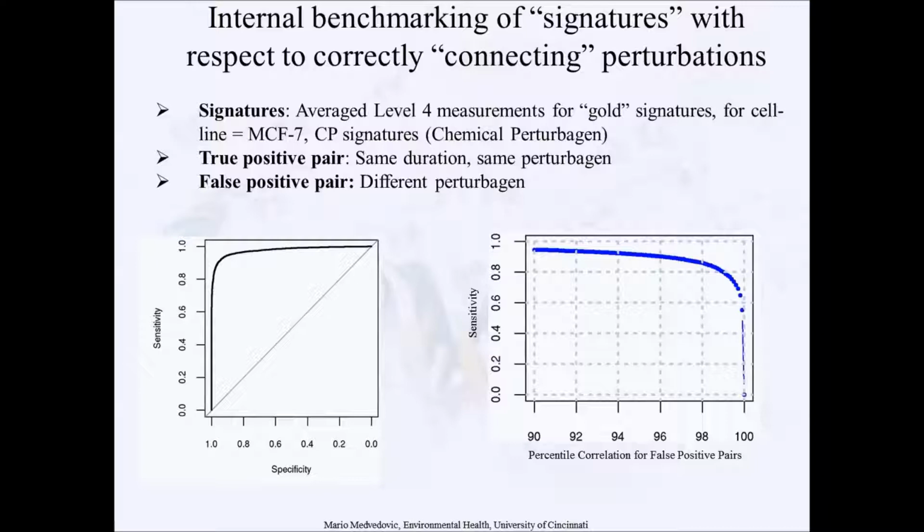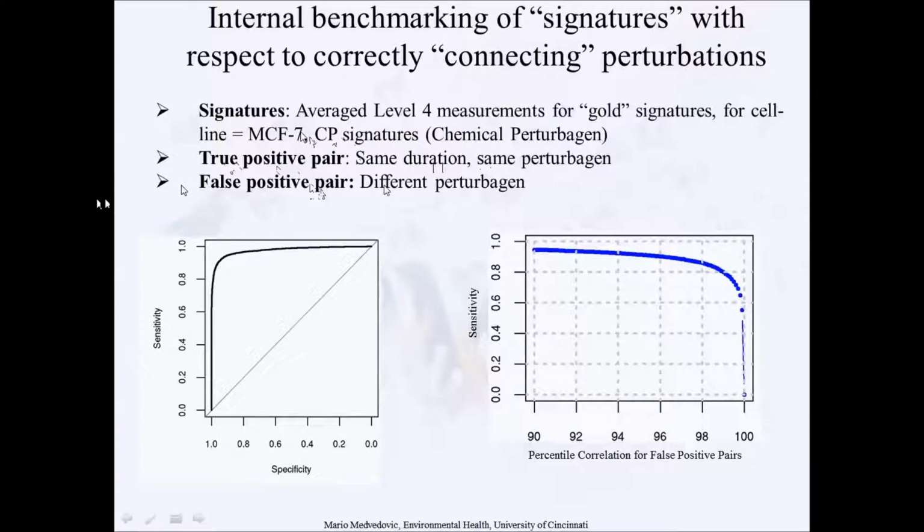And then basically establish what should be a same pair. So a same pair, or true positive pair, of signatures should be something that had the same duration of treatment and the same perturbagen. Again, these are all CP signatures, chemical perturbagen signatures in the MCF7 cell line. So these are signatures from experiments that were basically replicated. And then a false positive pair would be any two signatures that have different perturbations.